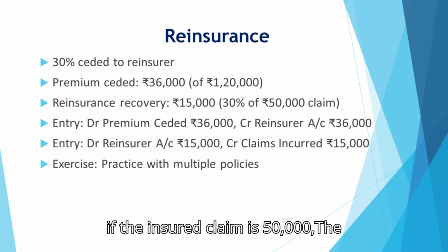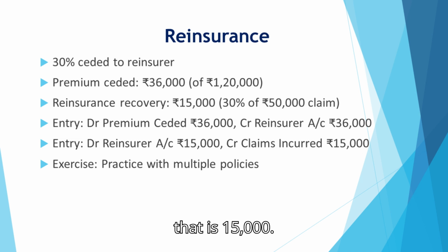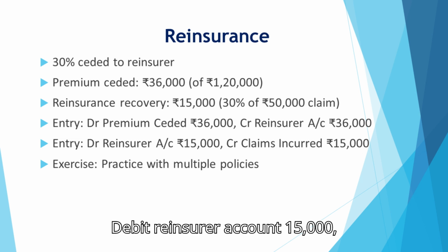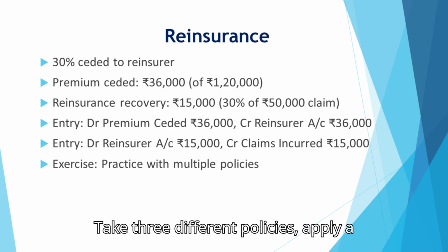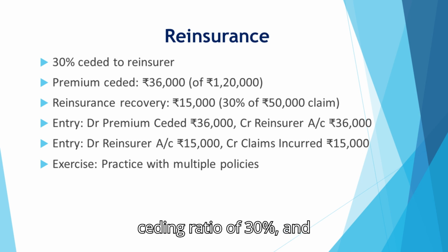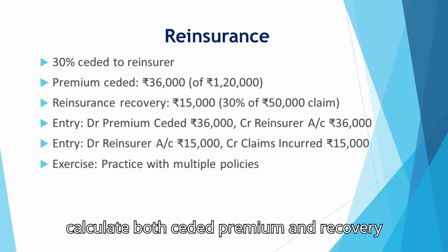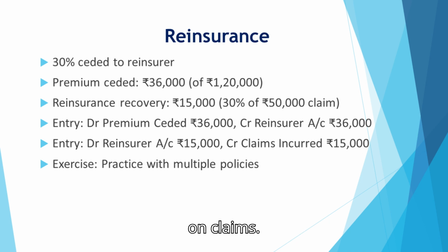Now, if the insured claim is 50,000, the reinsurer reimburses 30%, that is 15,000. Entry: debit reinsurer account 15,000, credit claims incurred 15,000. This way, reinsurance helps in spreading risk. Exercise: take 3 different policies, apply a ceding ratio of 30%, and calculate both ceded premium and recovery on claims.